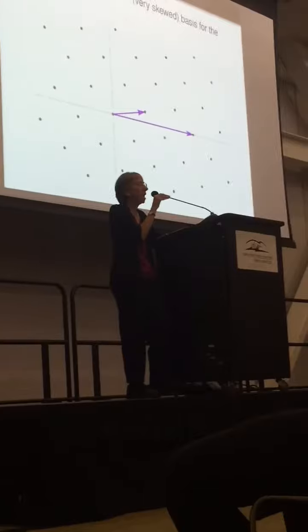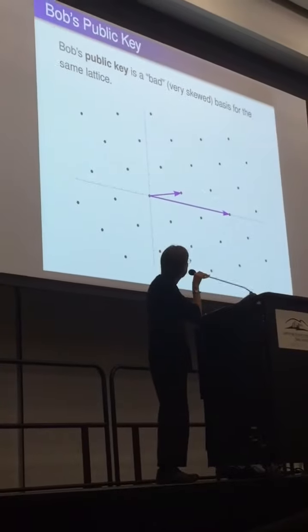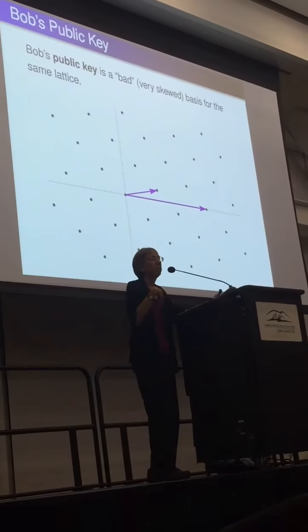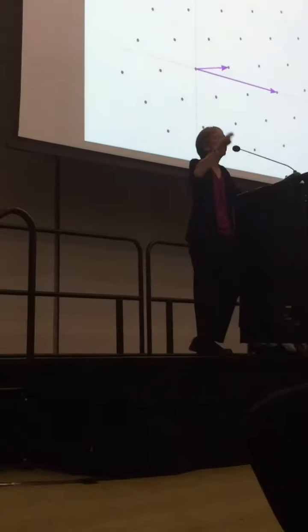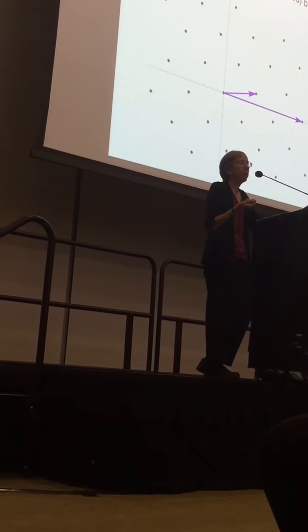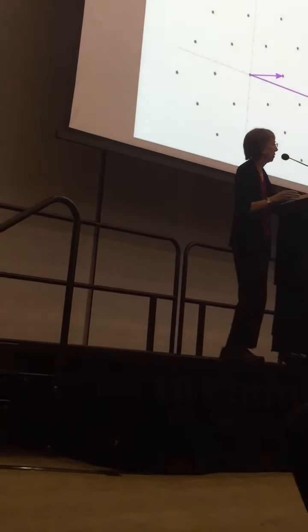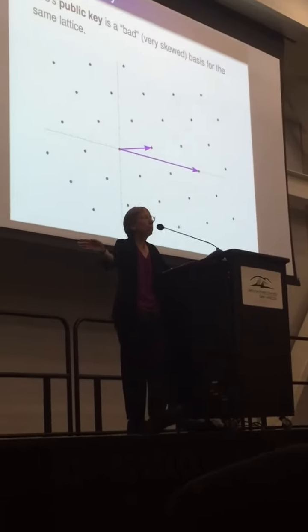Bob's public key is going to be a bad basis for that same lattice. So we have the same lattice here, and we have a different basis. So if I take this point and this point, I claim if you take multiples of one point and add to it multiples of that other point, you generate the whole lattice. You can get the entire lattice that way. What makes this a bad basis? It's very skewed. This vector and this vector are not very perpendicular to each other. So this is a bad basis for the lattice, and that's what's going to be the public key. Everyone is going to know Bob's public key, but only Bob knows his private key.